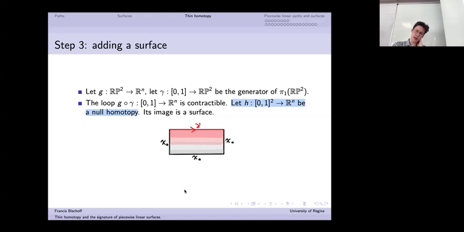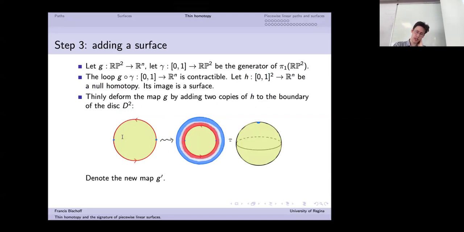Okay, so what I'm going to do is take my original map G and stick this to the boundary in the following way. This is my RP2, which is like a disk where I'm identifying the antipodal points, and I'm going to stick the homotopy twice on the boundaries. So this gives me a new map, which now sends the boundary to a point. And I claim that my original map G is thinly null homotopic to this new map, basically by using the homotopy that I stuck on.